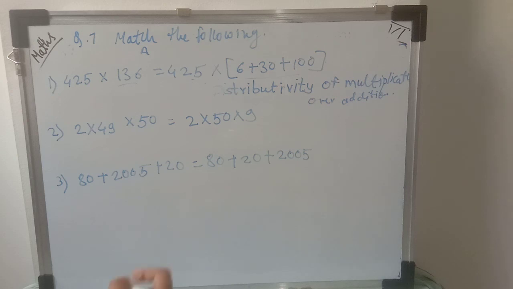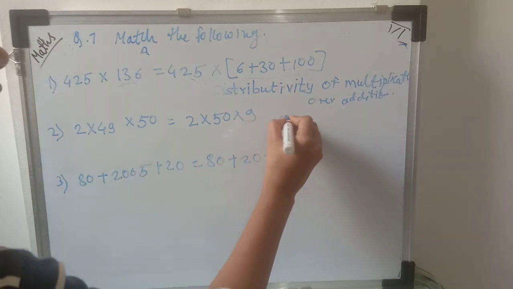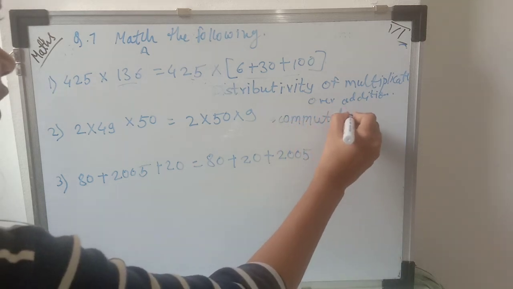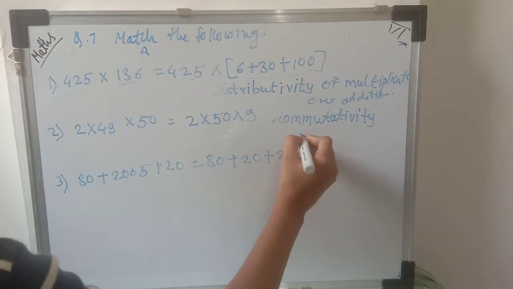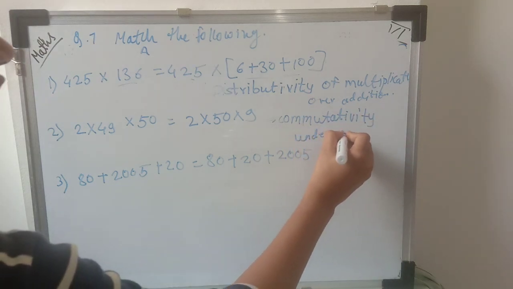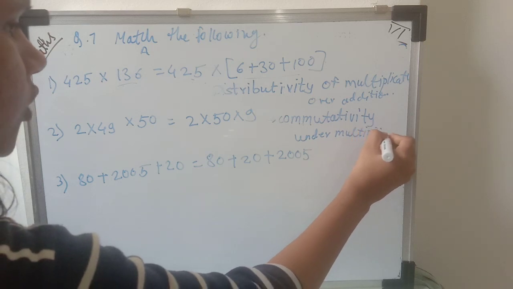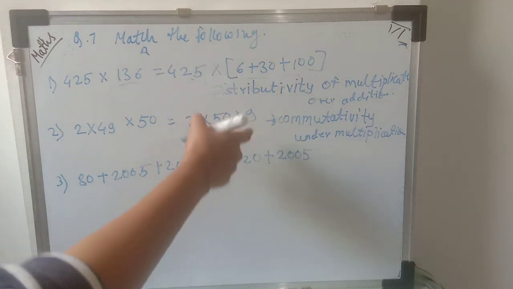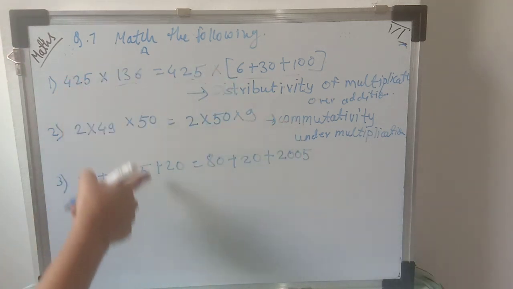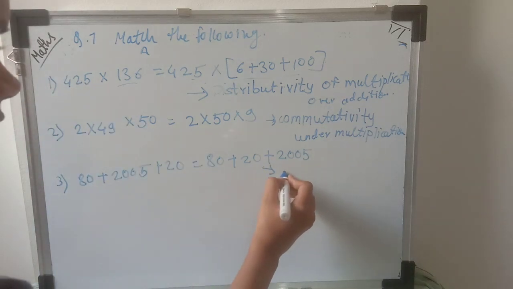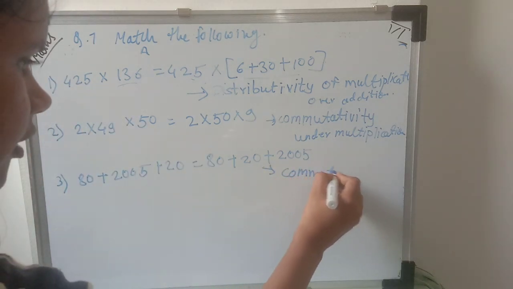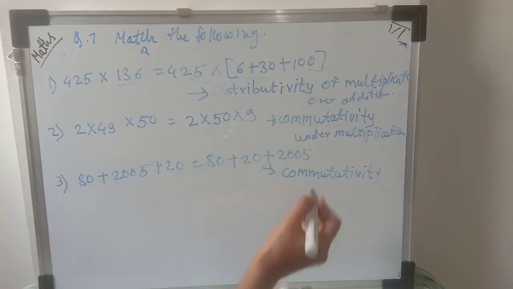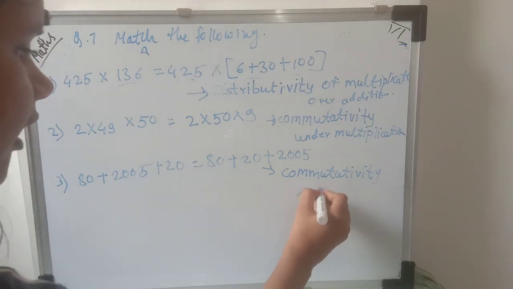Okay, so here commutativity under multiplication, and this property is, here I am writing the answers, students, these are the correct match for this equation. And this property is commutativity, yes, now I am pronouncing it correctly, commutativity under addition.